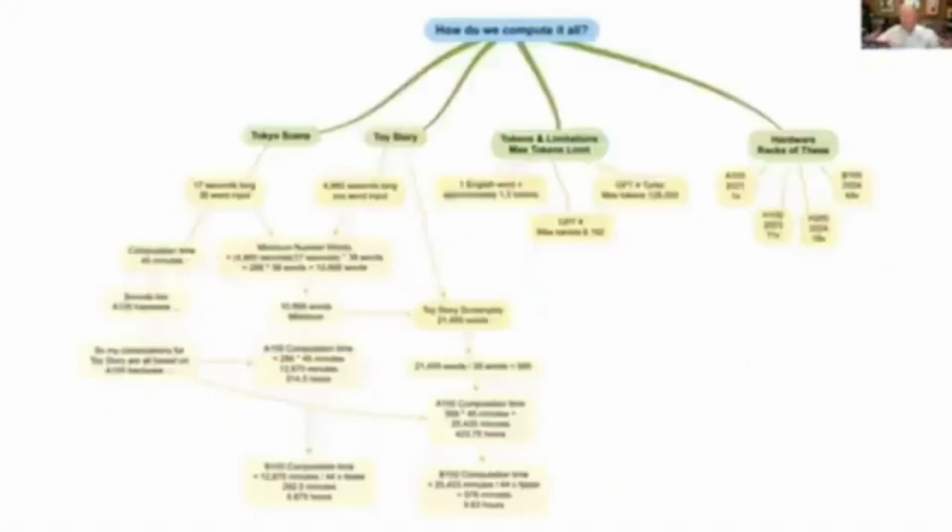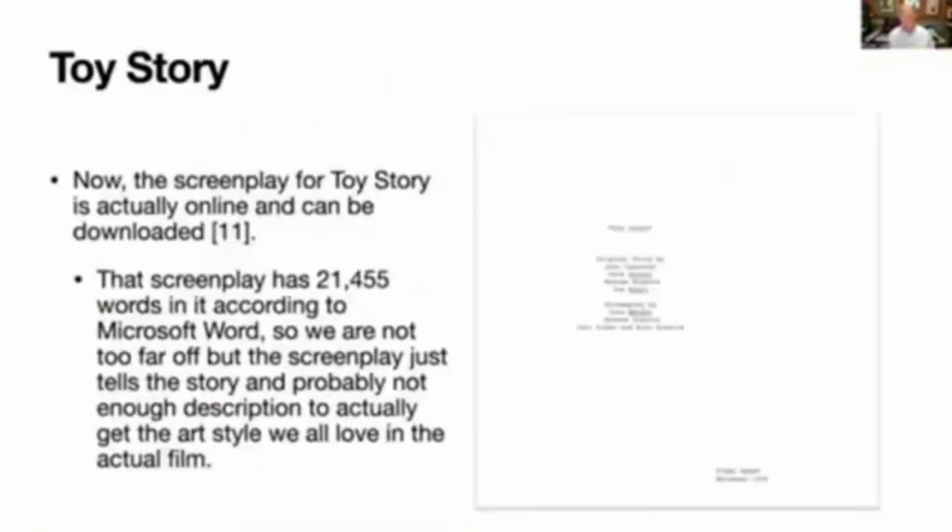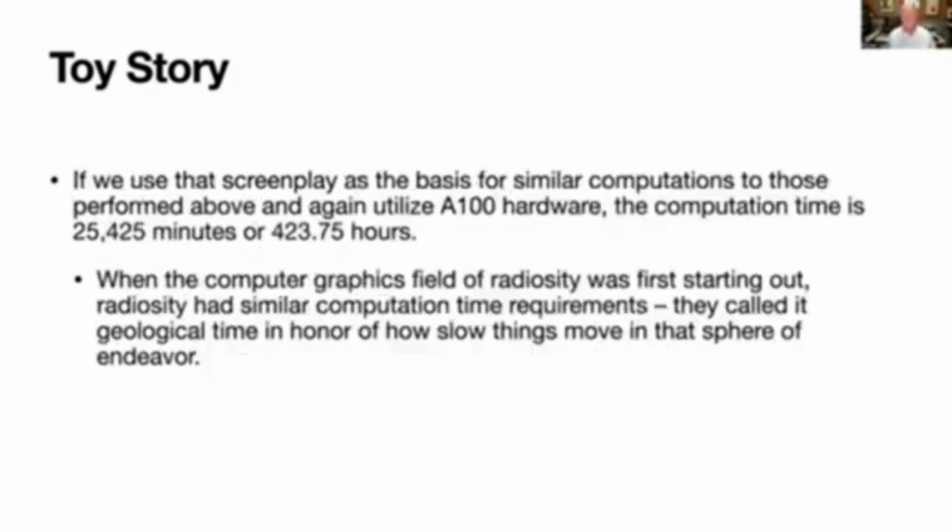And this mind map will show you exactly how all these computations were carried out, and you'll go on from there. So the screenplay for Toy Story is actually online and can be downloaded. It's reference 11 in the paper. That screenplay has 21,455 words in it, according to Microsoft Word. So we are not too far off, but the screenplay just tells the story, and probably not enough description to actually get the art style we all love in the actual film.